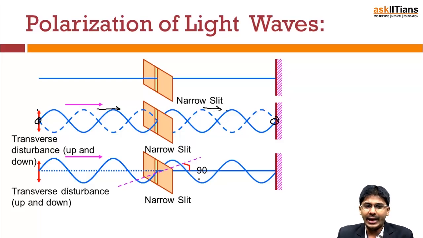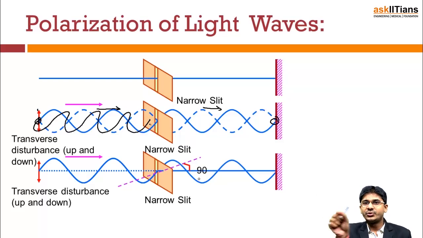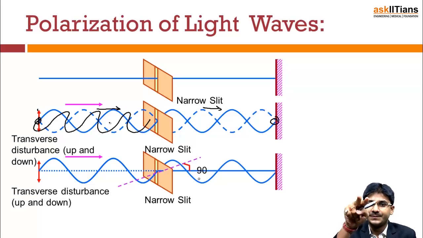Now what will happen if you try to give it a disturbance like this? The slit width is here, and you are giving a disturbance like this. Will this disturbance be able to cross this slit? You can easily see from your practical experience it won't. So it will be able to pass only when the direction of this disturbance is along the slit width. If it's perpendicular to that slit width, there won't be any transmission of waves. This is polarization.